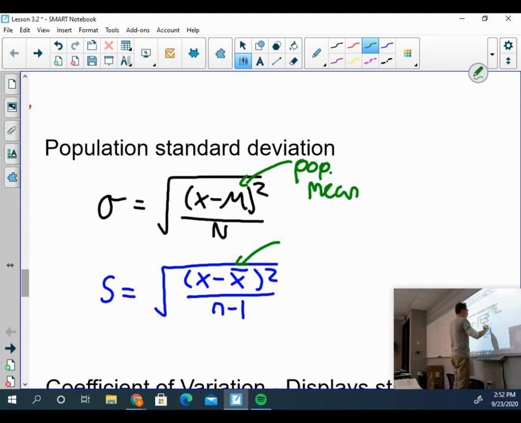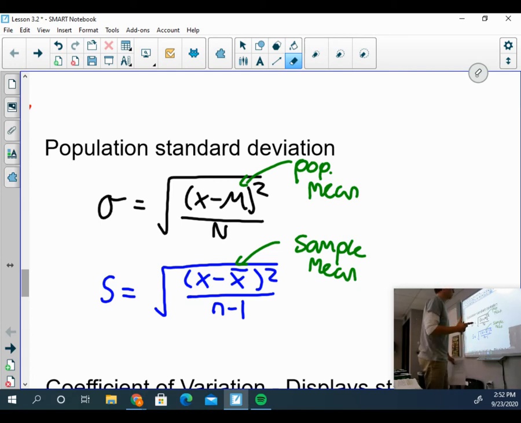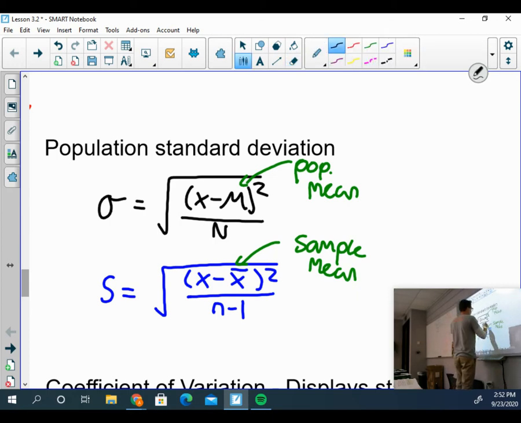X bar is the sample mean. So it's fitting that we switch out X bar with mu when we're working with population standard deviation. Okay? Finally, you'll notice the denominator, one has a capital N, the other has N minus 1. That's just a technicality. Capital N is the population amount. That's the number in the population.